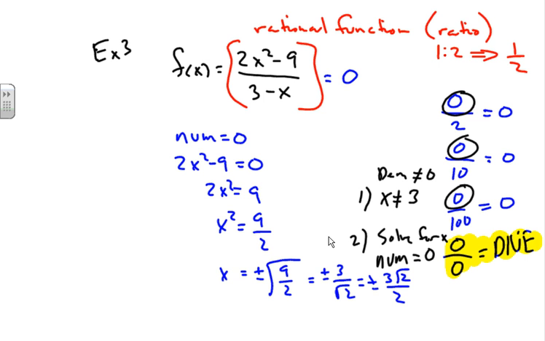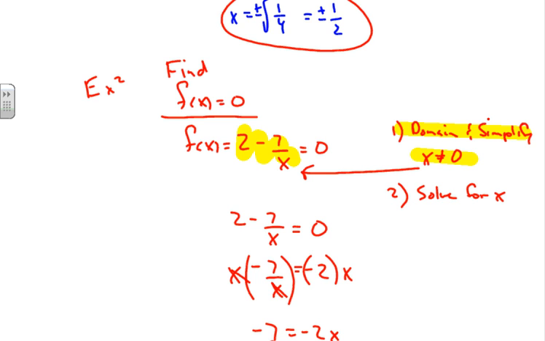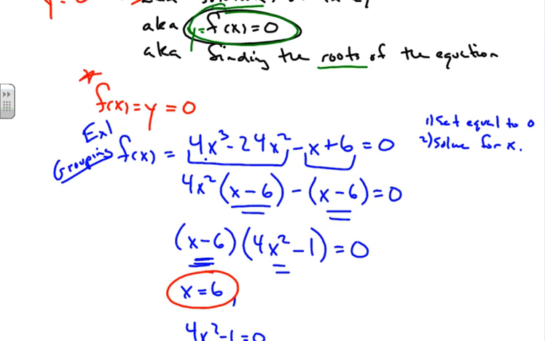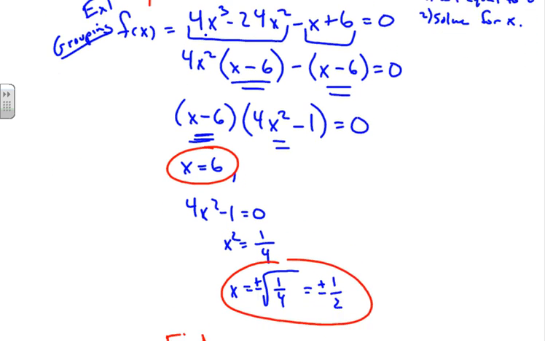All right, so finding zeros. In a real quick recap, finding zeros of a function is when f of x equals 0. It is when you're finding the x-intercepts on a graph, because we're looking for when y equals 0. It's also known as finding the solutions of an equation or the roots of an equation. When you have a polynomial, the key thing is we always set it equal to 0 and solve for x.